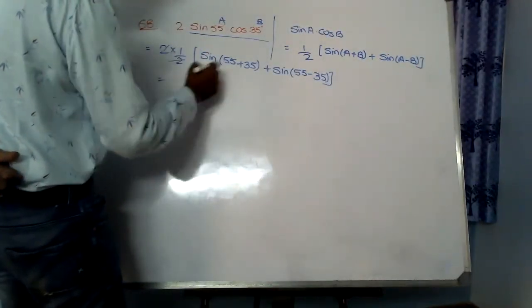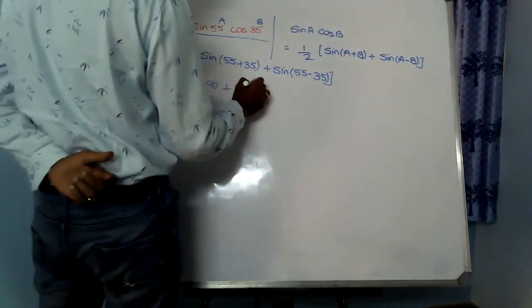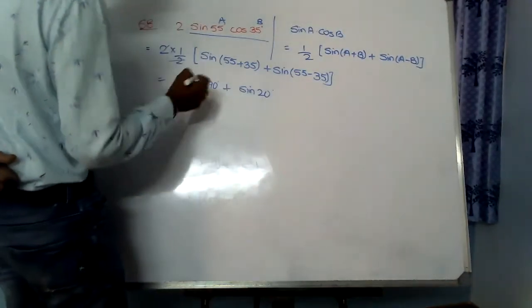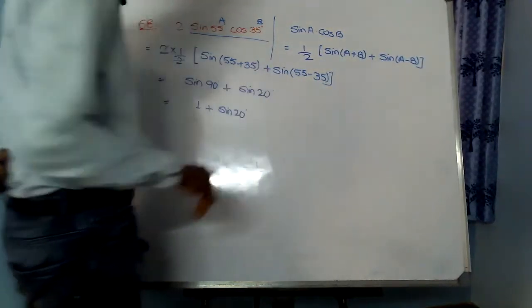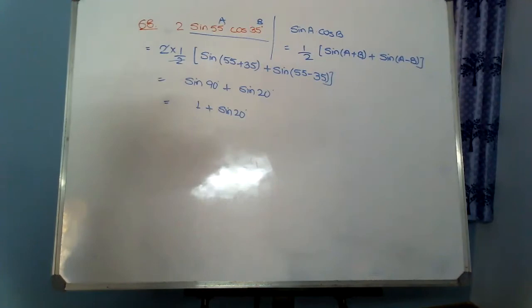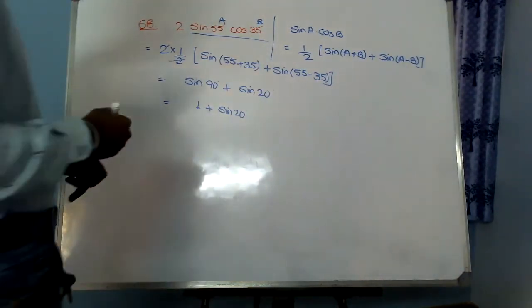So 2 will get cancelled. That will give me sine 90 degree plus sine 20 degree. Sine 90 is what? It's 1, plus sine 20 degree. Do we have any such options? Let's see what options we have in this question. Okay, so you have 1 plus sine 20 as your option A.